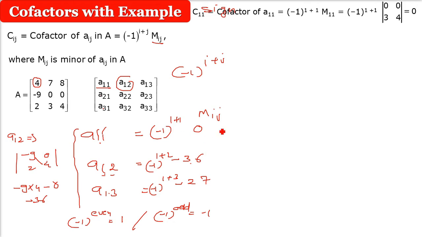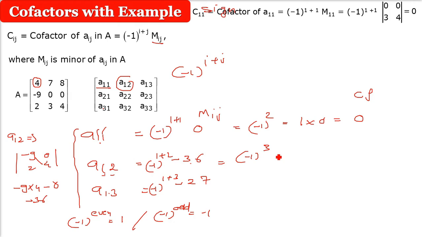So what will this be? Negative 1 to the power 1 plus 1, that is going to be 2. 2 is even, so it will be 1. Negative 1 to the power 2 is 1. 1 into 0 is 0. Now these are cofactors. Remember, minor with sign is cofactor.